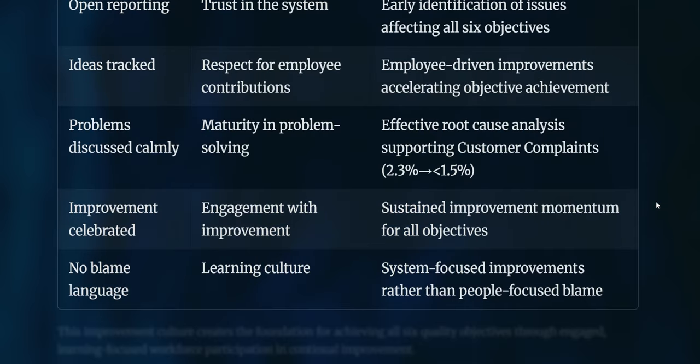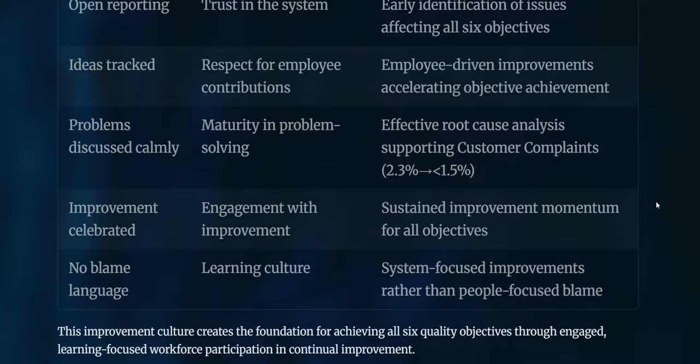The last signal includes no blame language. This means we have a learning culture. In our example, system focused improvement rather than people focused blame. This improvement culture creates the foundation for achieving all six quality objectives through engaged, learning focused workforce participation in continuous improvement.